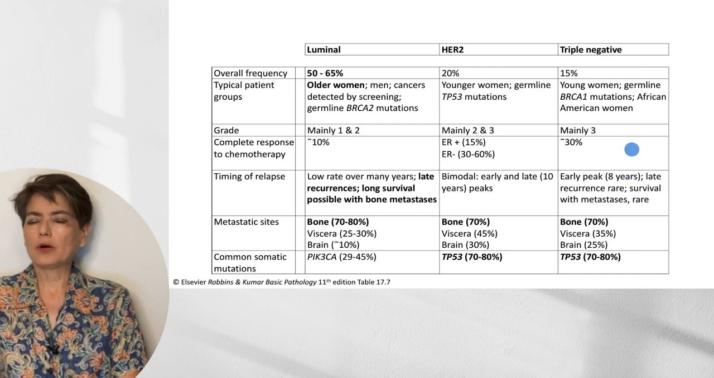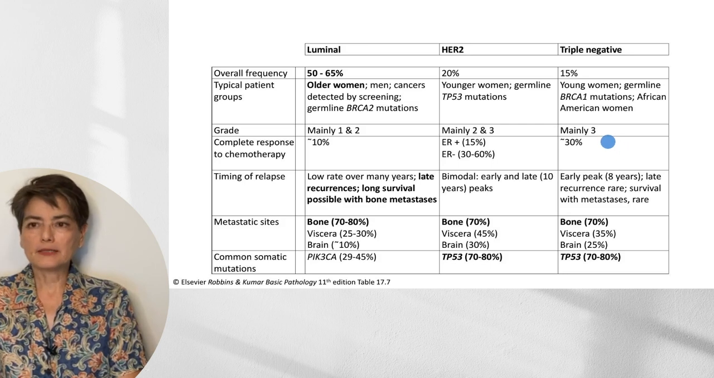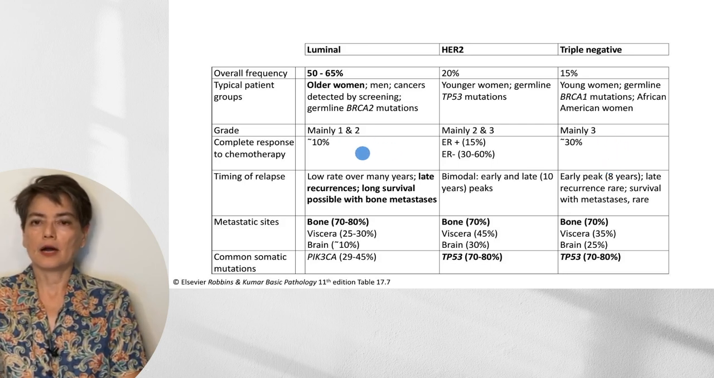Now you may be saying, well, but how come triple negative is a worse tumor if we can see that we get complete response to chemotherapy more commonly in triple negative? And that's because this is a more aggressive disease biologically, whereas luminal tends to be more indolent and has a low rate of relapse over many years. What we see in contrast with triple negative is that we have an early peak, and once they survive that early peak, late recurrence is rare.